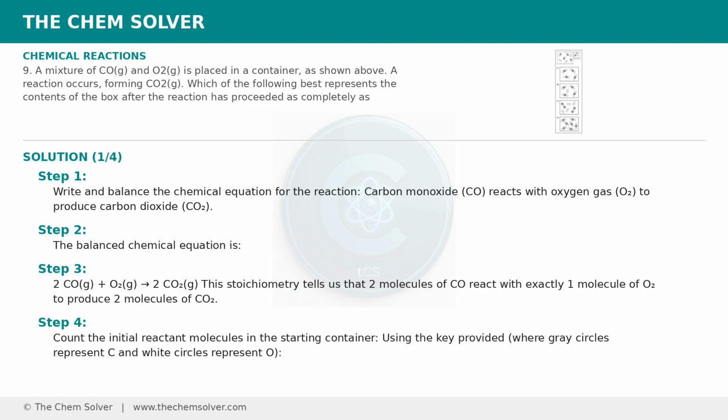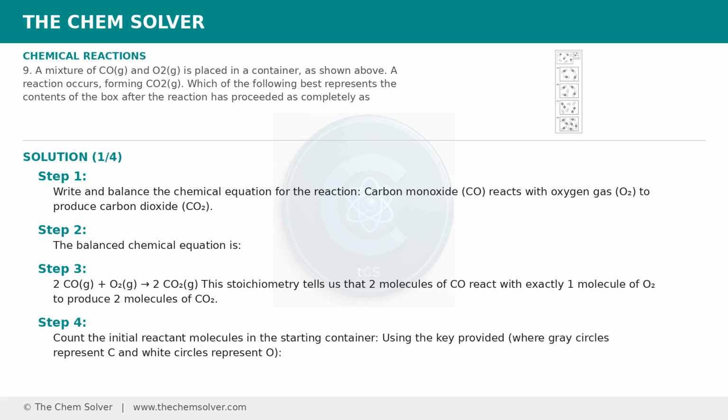Write and balance the chemical equation for the reaction. Carbon monoxide, CO, reacts with oxygen gas, O2, to produce carbon dioxide, CO2. The balanced chemical equation is 2CO plus O2 gives 2CO2.